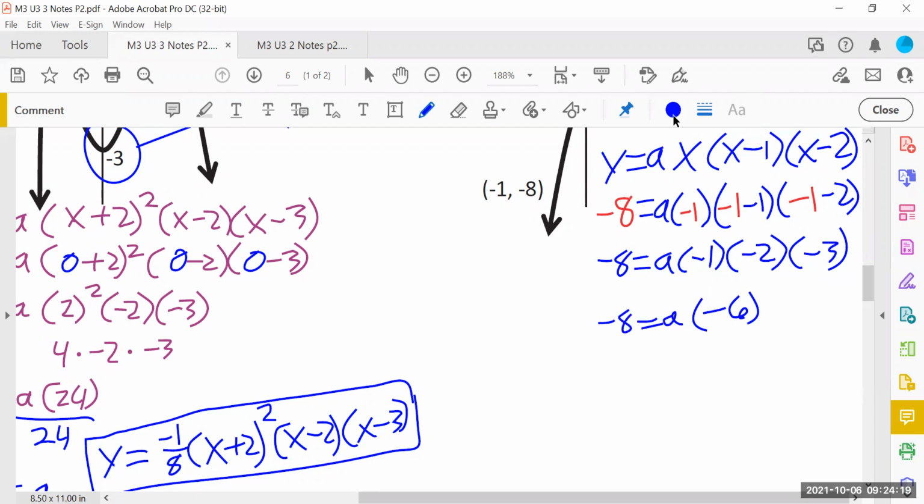Divide both sides by -6. -8 over -6 is going to simplify to 4/3. That's our A value, 4/3. It's very normal to get fractions.